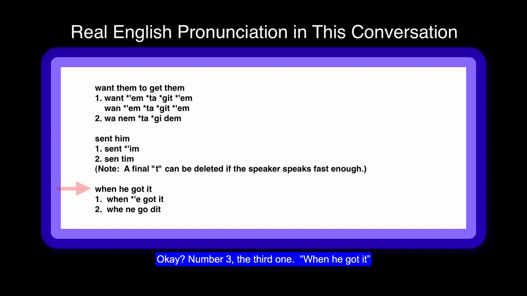Okay, number 3, the third one, "when he got it." First step, we look for the reduced forms, so "he" becomes 'e. That's the only one. Then we apply our sentence blending rules. The N from "when" moves to the E, and we get "whenny." Okay, now we've got it. We look at the final T of "got." It's surrounded by vowel sounds, so it becomes a D, and then it moves over. So "when he got it" becomes "whenny gotit." All right, so please listen for these phrases.